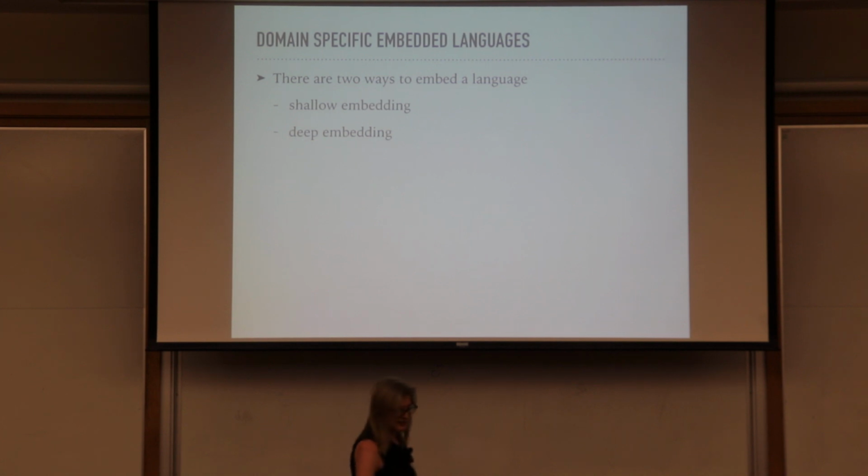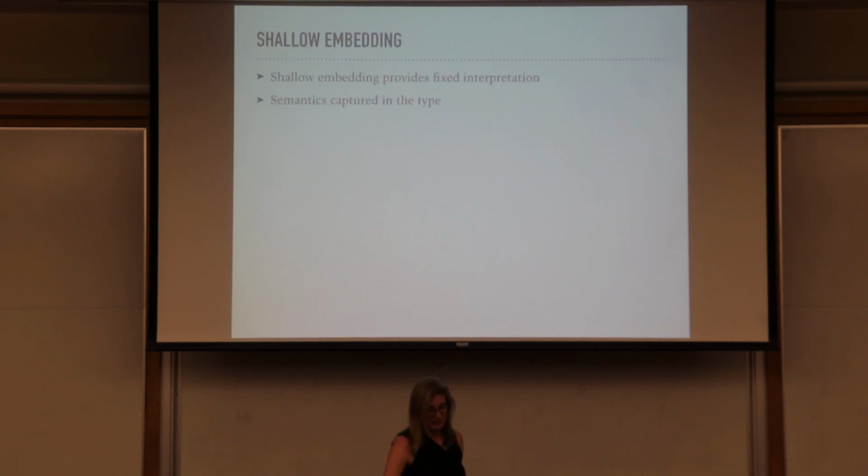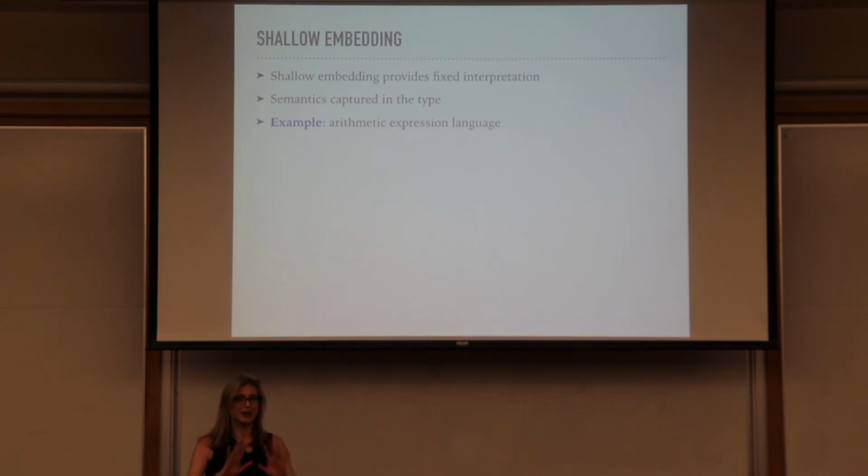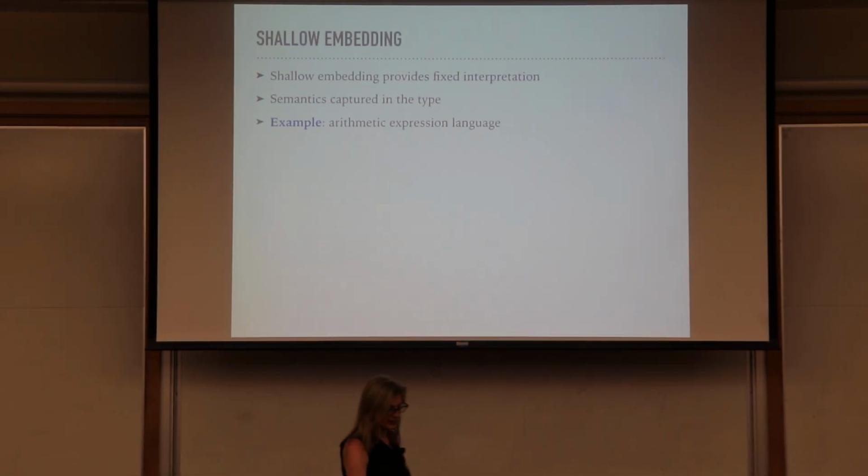So the idea is the shallow embedding basically provides a fixed interpretation, and the semantics is captured in the type. Let me give you an example. So let's assume we wanted to write our domain-specific arithmetic expression language, which doesn't make any sense because Haskell, of course, has support for arithmetic expressions, but just as a simple example.